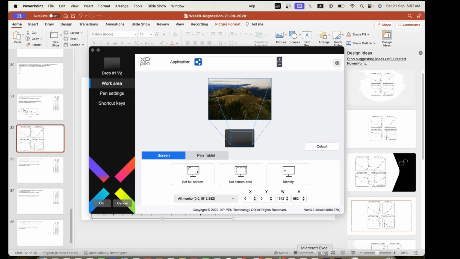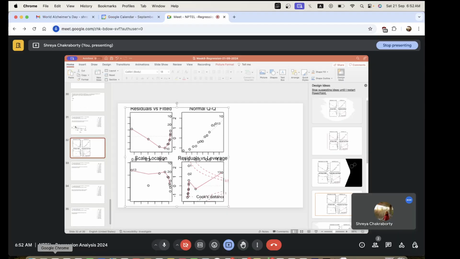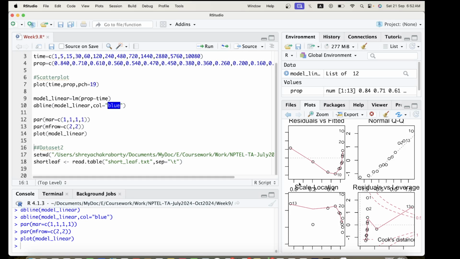Sorry for the interruption. So, as I was saying, from the residual versus fitted plot, it is evident that there exists sufficient non-linearity in the data. Coming back here, this is residuals versus fitted.